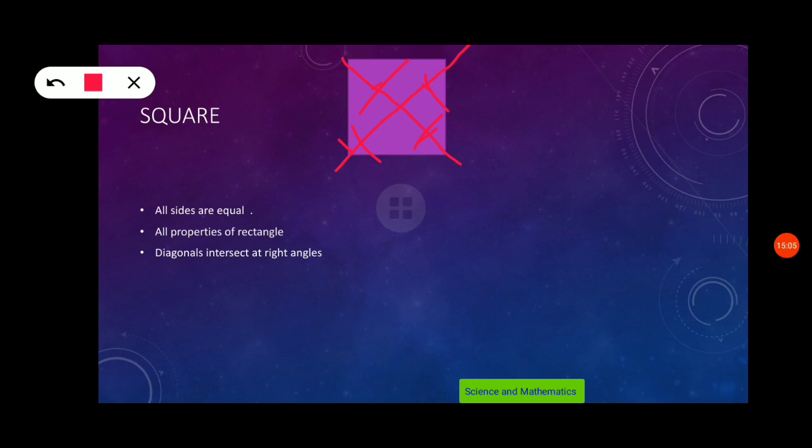Now the angle that will be formed when the two diagonals of a square intersect will be perpendicular to each other, that is, they will form 90 degrees, or we can also say that they will bisect at right angles, and the diagonals also bisect the opposite angles. What it means is that the diagonals bisect each other as well as bisect the opposite angles.